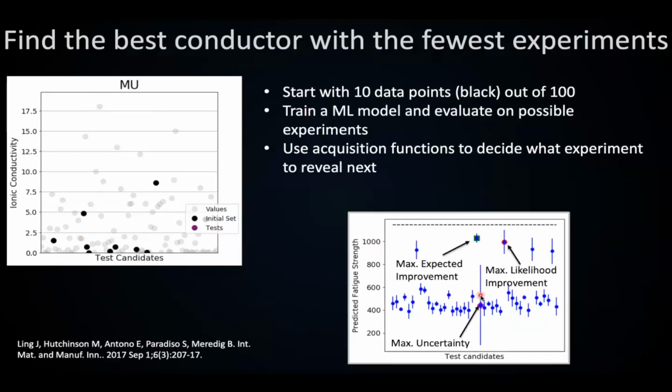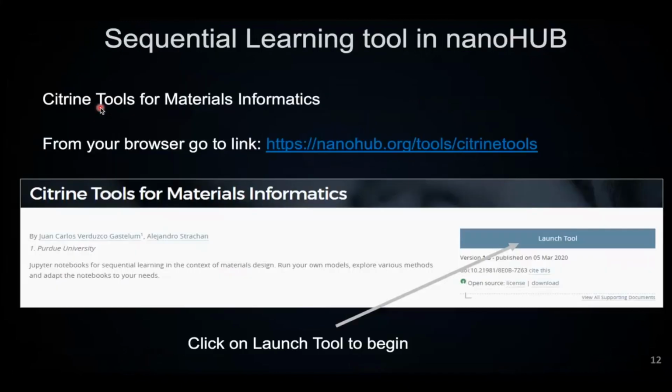All of those are valid approaches, and they're called acquisition functions, different acquisition functions, to decide what experiment to do next. Once I decide which one to do next, I add it to the database and keep iterating until we find the best performer.